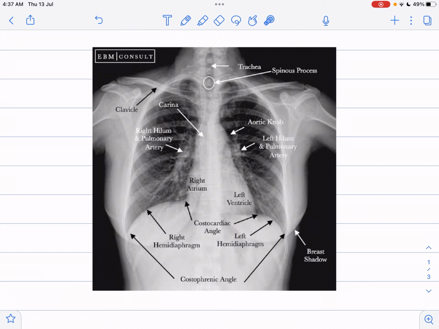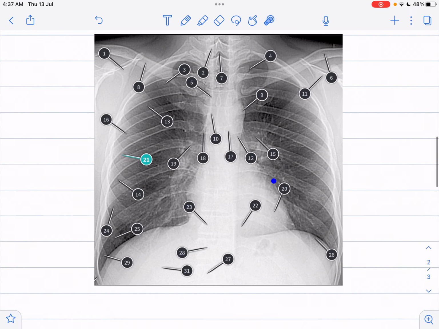Then this one is the clavicle, the right and the left. This is the scapula. And this is the humerus. This shadow is the breast shadow. This one is also the shadow of the breast. So now let's discuss it in a bit more detail.